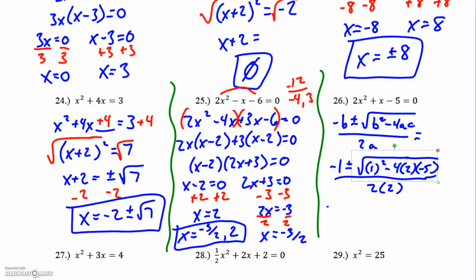And now from here, it's just a matter of simplifying this thing. I've got negative 1 plus or minus the square root. That's going to be 1 plus what looks like a 40 all over 4. And now from here, that's negative 1 plus or minus the square root of 41 all over 4. And I can't do anything to simplify that thing. The 41 doesn't simplify in terms of the square root. There's no common factor where I can divide.